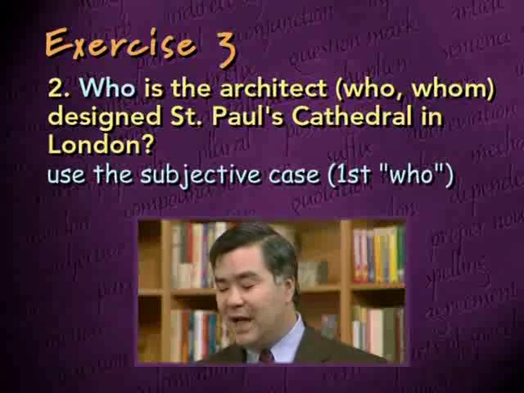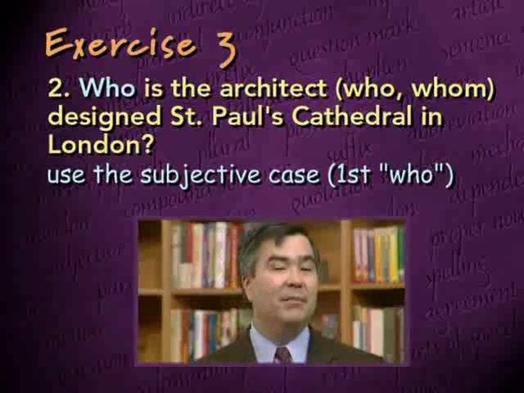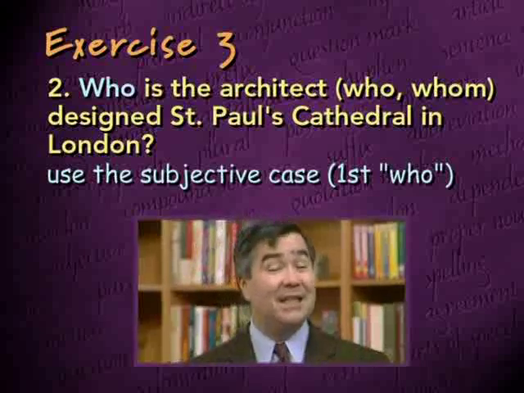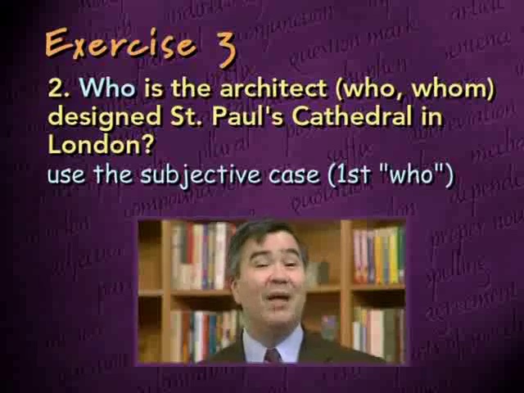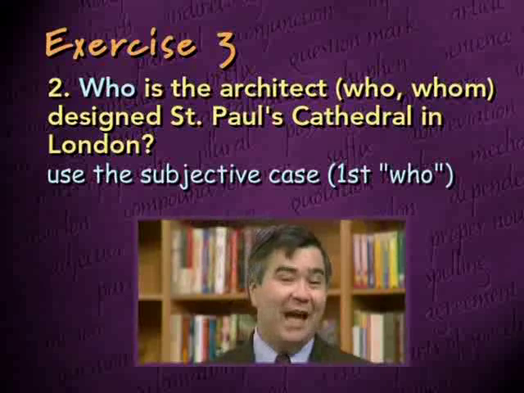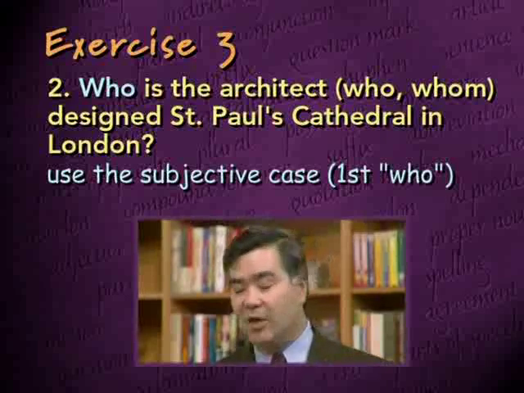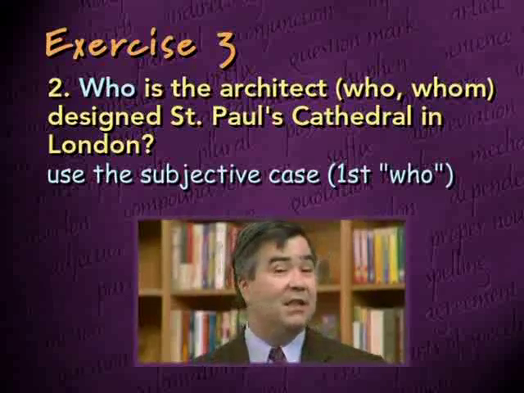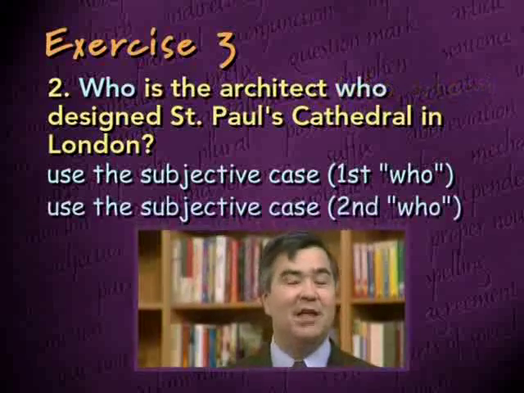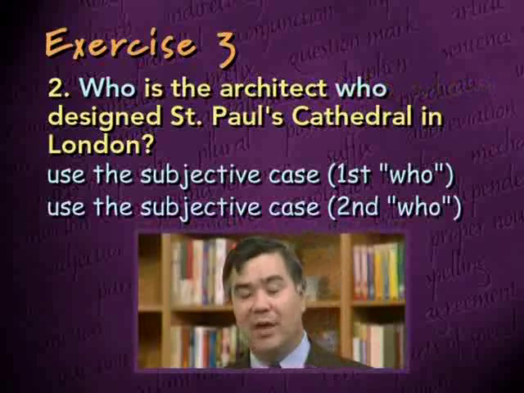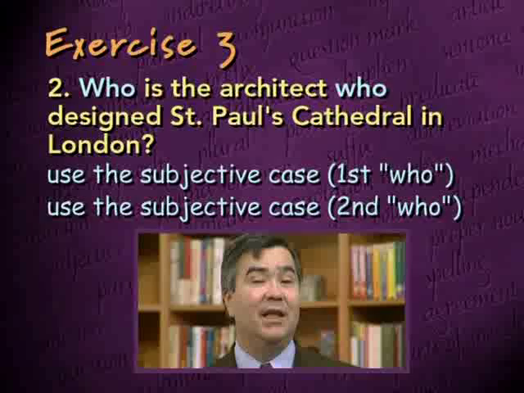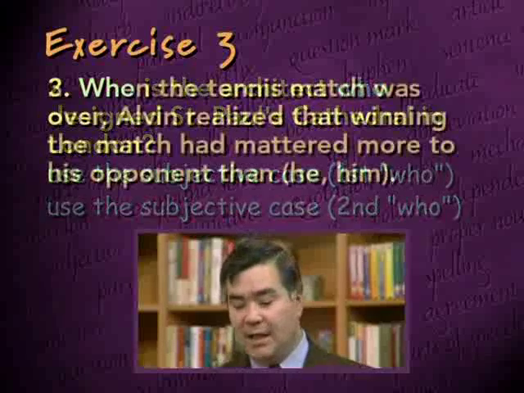Who or whom designed St. Paul's Cathedral in London? What's the verb in that clause? Well, the verb is designed. And what's the subject of the verb designed? Who or what did the designing? Well, again, the pronoun who is actually the subject of the verb designed. Since who is the subject of the verb designed, it should be in the subjective case, who. So the sentence would correctly read, who is the architect who designed St. Paul's Cathedral in London? Next example.